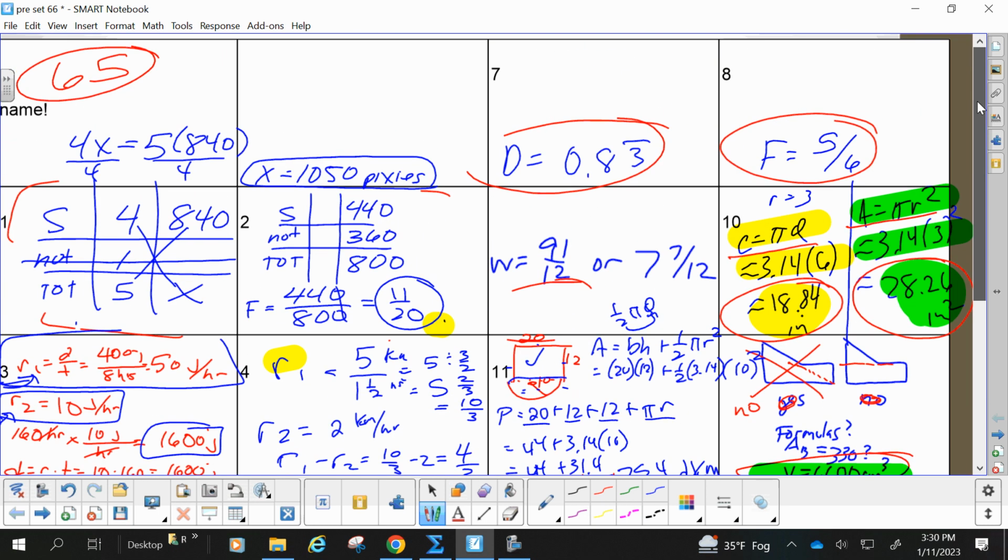On the test, I would definitely take off a point for no units. Number 8, it was translate, algebra, solve, 5, 6. Number 10, you're checking 8 things.